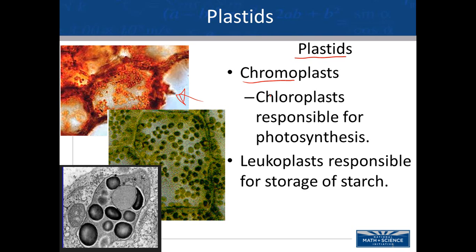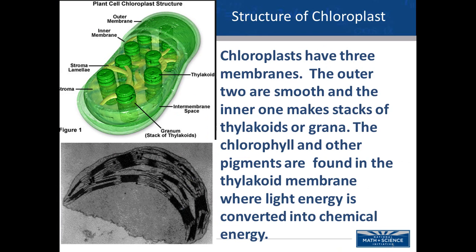The plastids you're probably most familiar with are chloroplasts. Chloroplasts contain chlorophyll, which causes the plant tissue to appear green. Now, leucoplasts or amyloplasts are plastids that are responsible for storing starch. So if you were to examine some white potato tissue under the microscope, you would notice that it has lots of leucoplasts. So let's examine the structure of the chloroplast.